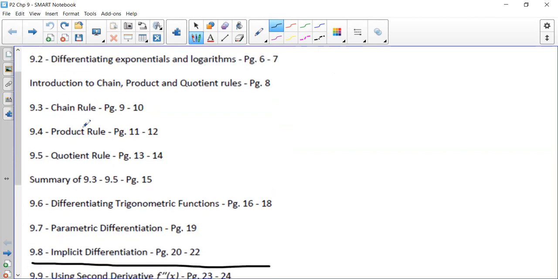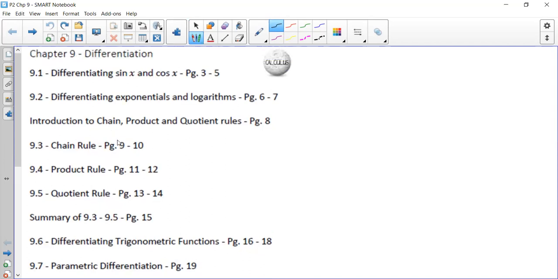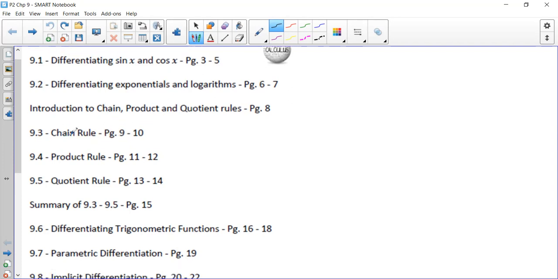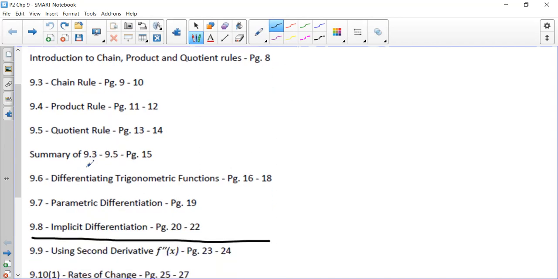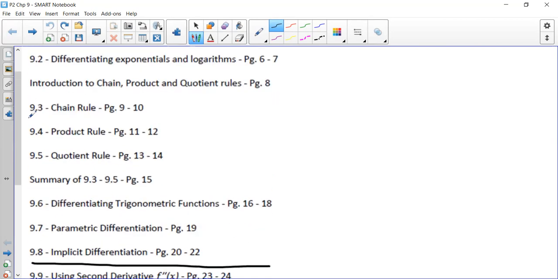9.3, 9.4 and 9.5 are the trios, the three rules that rule, pun intended, all differentiation. You'll be constantly using one of these three: chain, product, and quotient. Then 9.6 is where we differentiate more trig functions, but we have to use 9.3, 9.4, 9.5 to help us. And then parametric differentiation and implicit differentiation, new stuff. So 9.1 to 9.8 are differentiation skills.